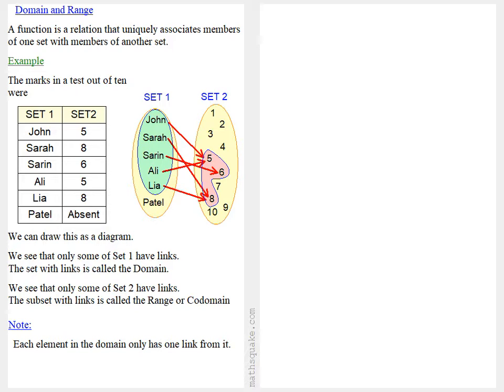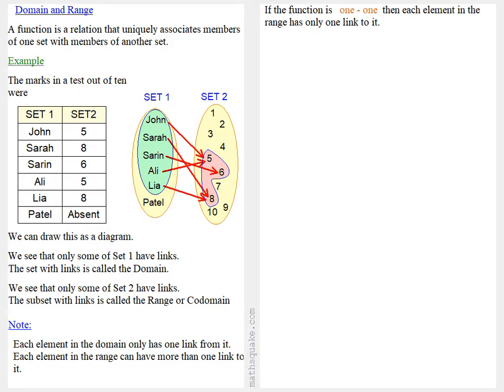The important thing is that each element in the domain only has one link coming from it, and each element in the range can have more than one link to it. If the function is what's called a 1-1 function, then each element in the range can only have one link to it. Now we can draw a graph of a function. This function can be represented as a graph.